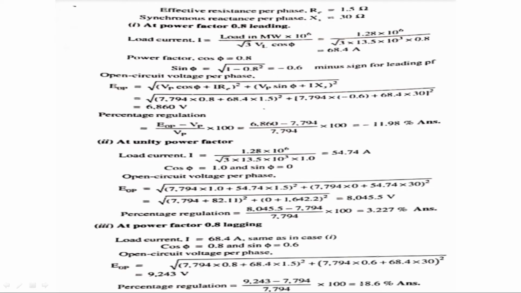Now similarly for lagging power factor we can do it. The only difference between leading and lagging power factor is the sign of plus and minus. Minus sign for leading power factor, plus sign for lagging power factor. So for lagging power factor I got the value of regulation as 18.6%. I hope everyone understood this numerical.